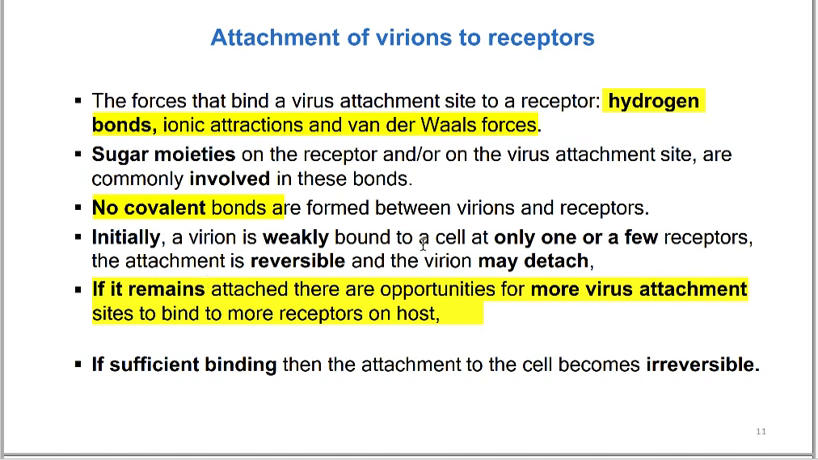Initially, a virion is weakly bound to a cell at only one or a few receptors, and the attachment is reversible, and the virion may detach. But if it remains attached, there are opportunities for more viral attachment sites to bind to more receptors on the host. So if there is sufficient binding, the attachment to the cell becomes irreversible. Initially, a small number of viruses attach to the host cell surface and it is reversible. But when they remain attached, it facilitates the binding of more virus to the host cell surface, and that becomes irreversible.